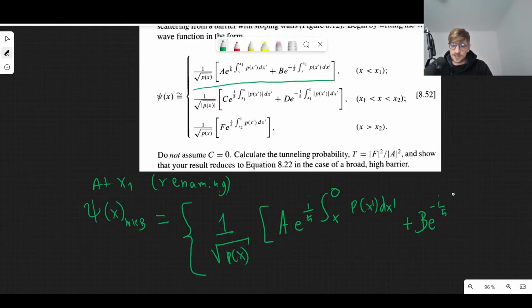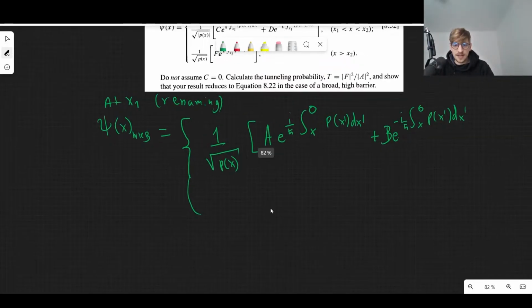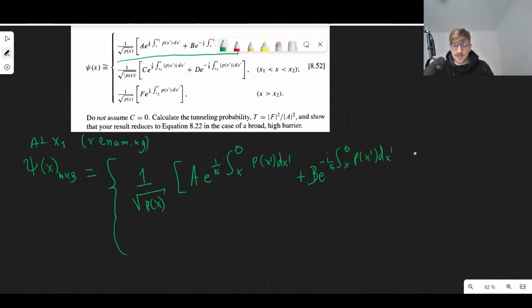So minus i over h bar, integral from x to 0 of p(x') dx'. And I just noticed that I didn't put enough space for the other one, so let's fix that. This is valid for the region when x is smaller than 0. And all that I'm doing here is simply rewriting x1 to 0, basically.